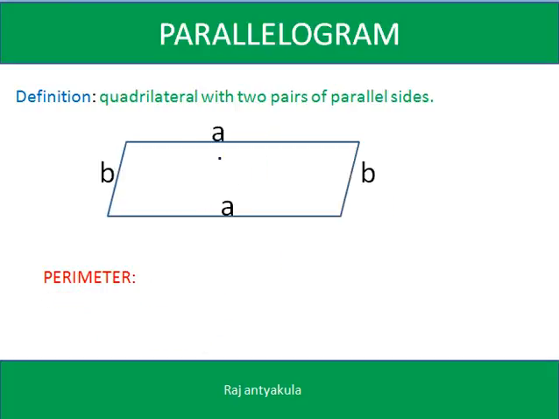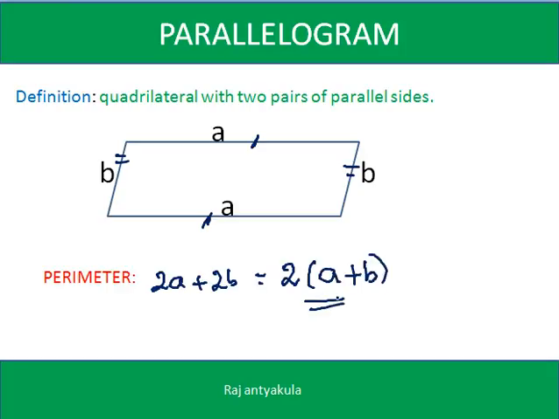Next, parallelogram. So what is meant by parallelogram? A quadrilateral with two pairs of parallel sides. So this is parallel to this and this is parallel to this. Okay. Now what is the perimeter? Look at here. This side length is equivalent to this side length. So you'll get 2A, similarly plus 2B. So perimeter of a parallelogram is nothing but 2 times A plus B. Okay. In parallelogram, opposite sides are equal and parallel.